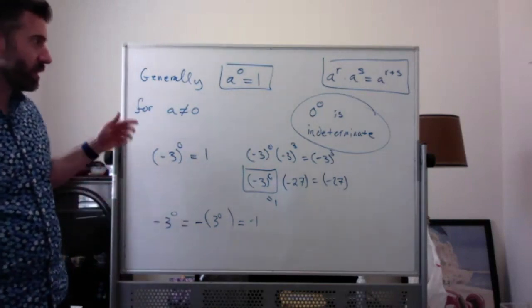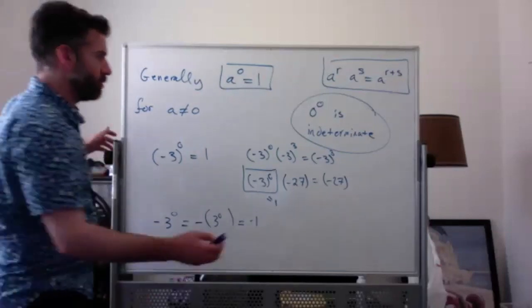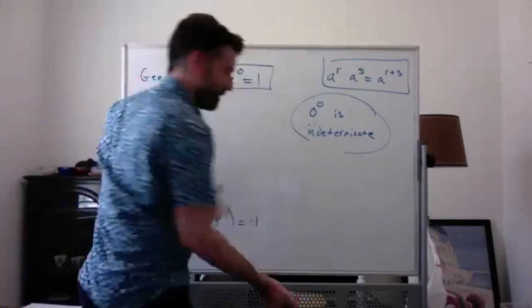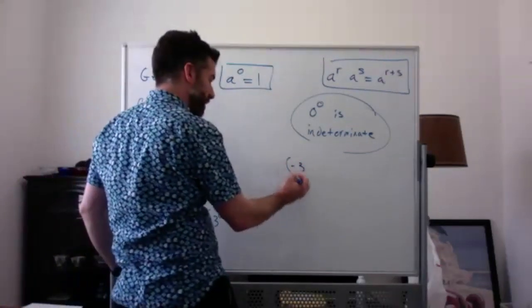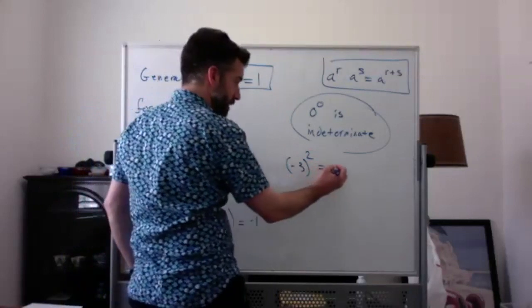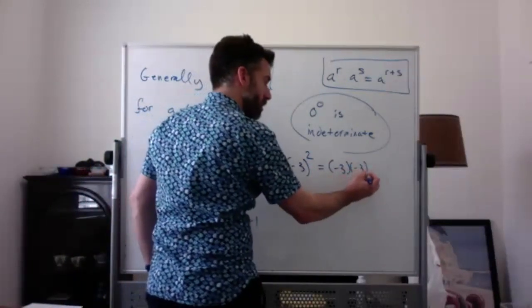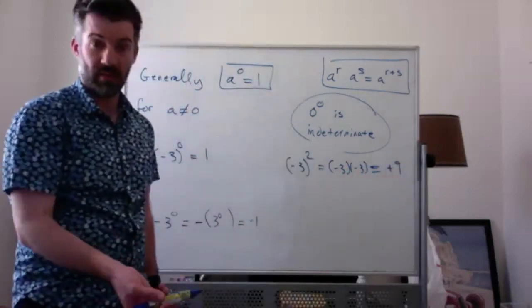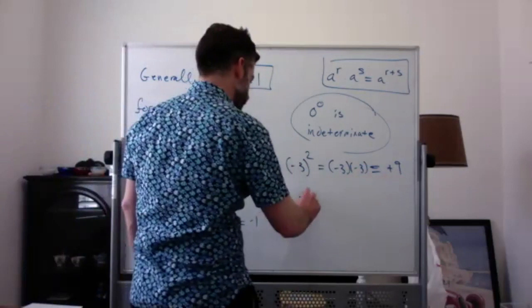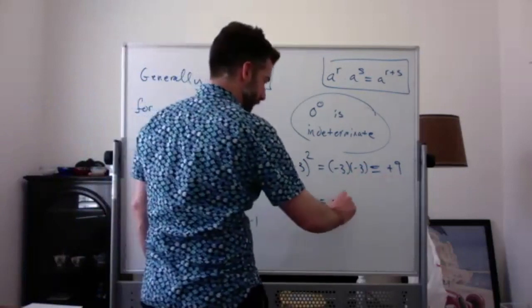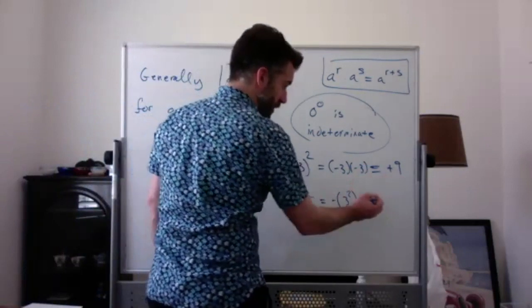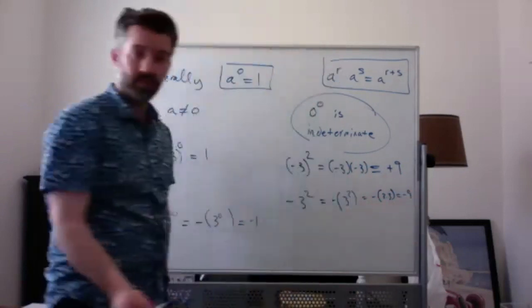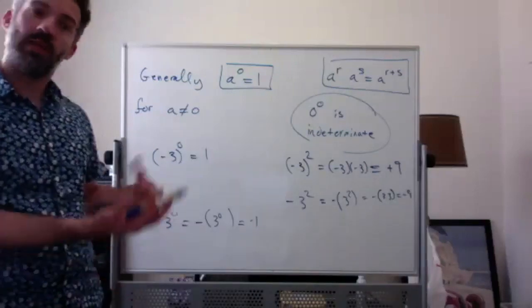For the same sort of reason, I'll just point out, it's the same reason that -3 quantity squared is equal to +9, because you get -3 times -3, whereas -3 squared is really equal to -(3 squared), which is -3 times 3, which is -9. So an important distinction.